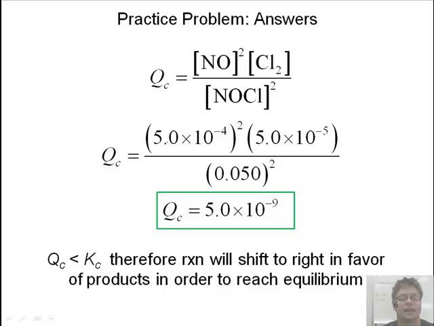Q is less than K sub C, therefore the reaction will shift to the right in favor of products in order to reach equilibrium. So it has to shift to the right based on the Q value.